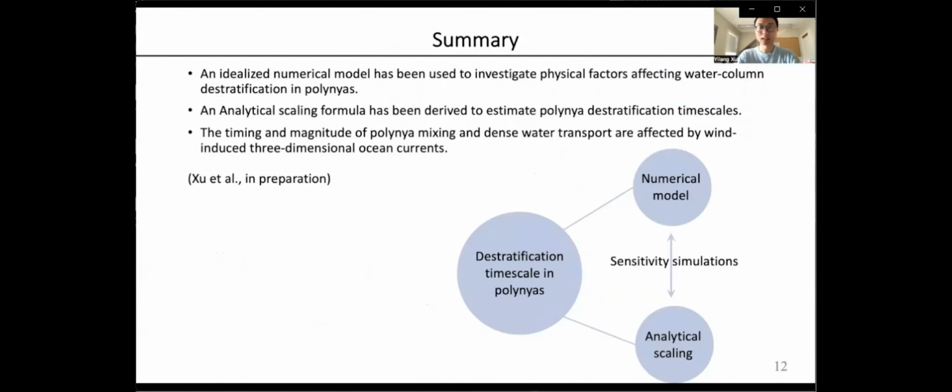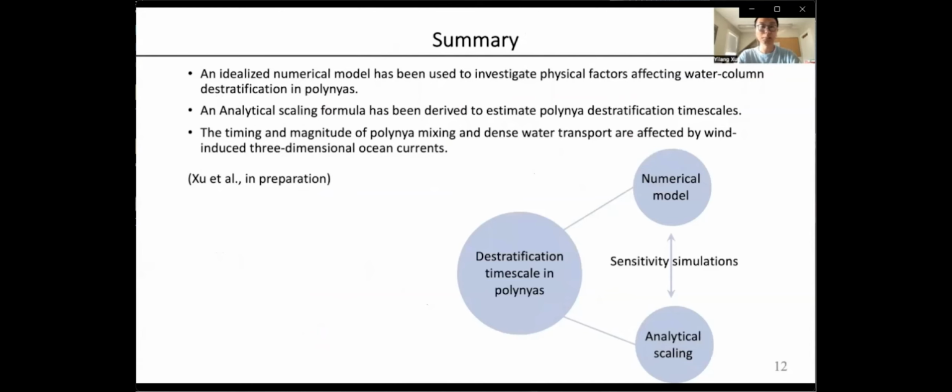Here's a summary of this talk. First, we have used an idealized numerical model to investigate physical factors affecting water column restratification in polynyas. Then, an analytical scaling formula has been derived to estimate polynya destratification timescales. The analytical scaling has been validated against numerical results through scientific simulations.